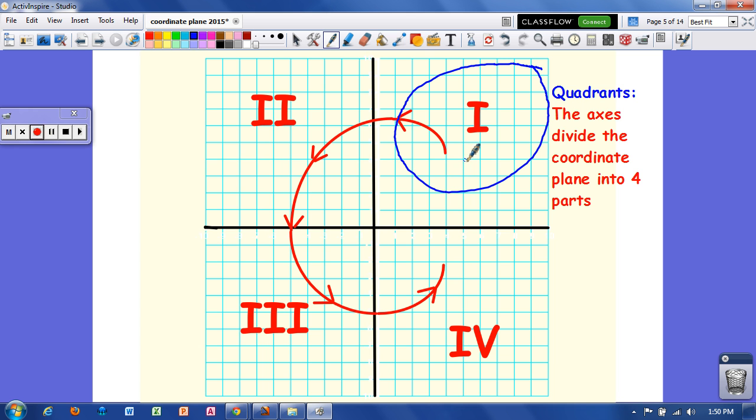And the way they are labeled is it goes counterclockwise. So you start with quadrant 1, quadrant 2, quadrant 3, and quadrant 4.